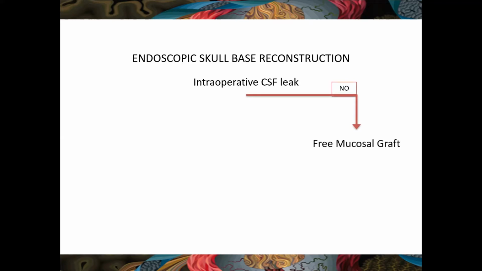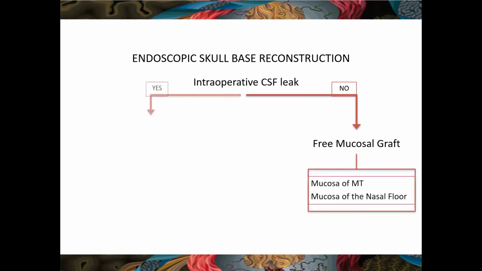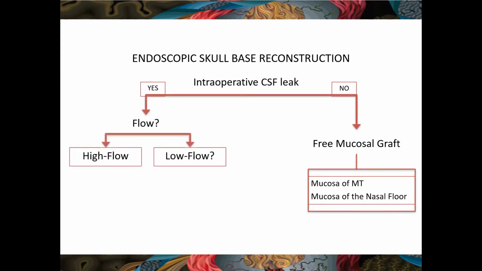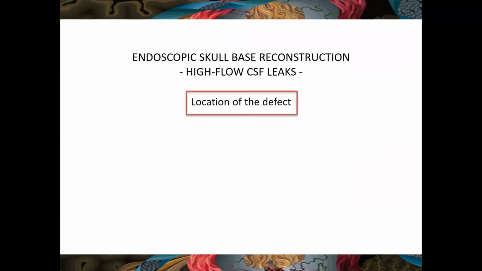To just briefly review our strategy for reconstruction, for patients without an intraoperative cerebral spinal fluid leak, we typically either do a free mucosal graft or in some cases nothing at all, such as with a Rathke's cleft cyst. We will not be focusing on this group today. For patients that do have a cerebral spinal fluid leak, it becomes a matter of high versus low flow. In the terms of low flow, such as a little bit of weeping after a pituitary adenoma resection, we again revert to mucosal graft.